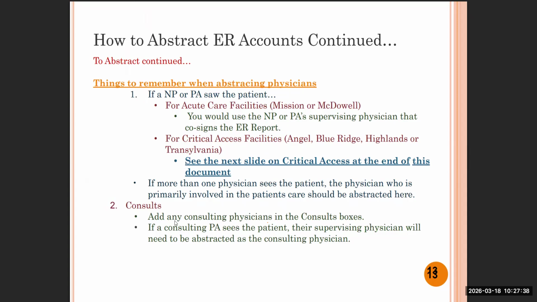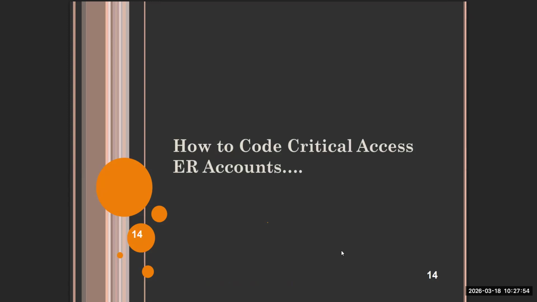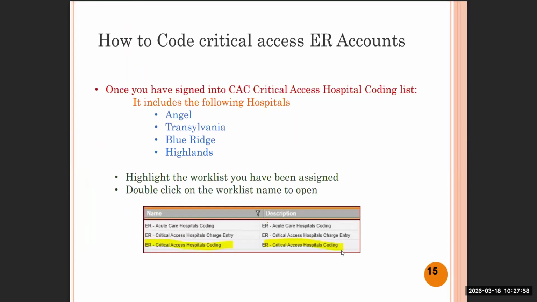Consult: add any consulting physician in the consult box. If a consulting PA sees the patient, their supervising physician will need to be abstracted as the consulting physician, or they will update the attestation. So how to code the critical care ER accounts will be discussed here.